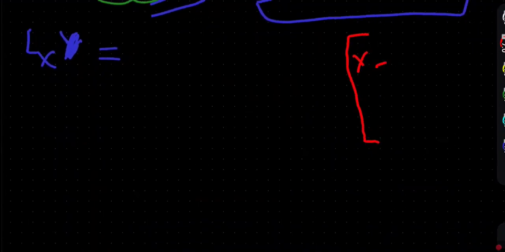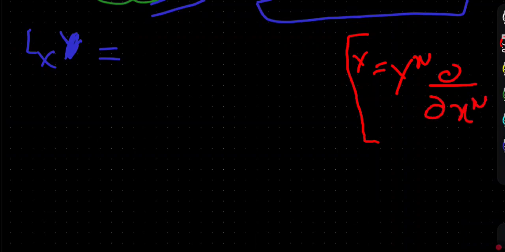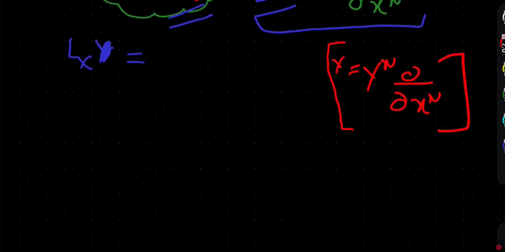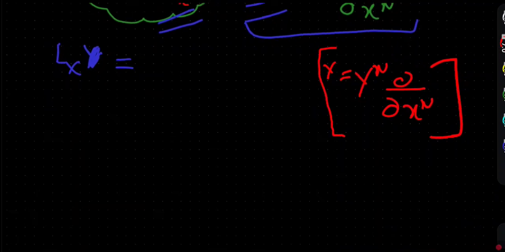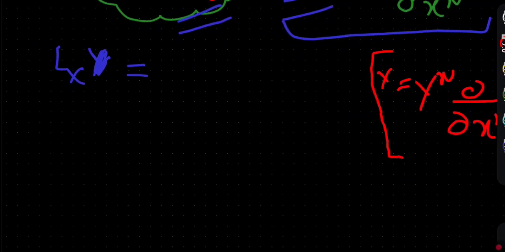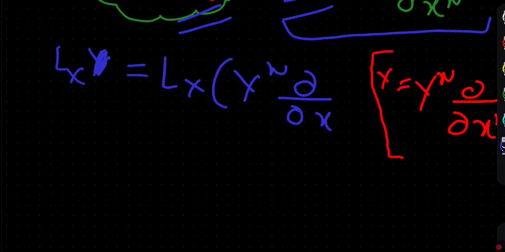Any vector field y can be written as y^mu del by del x^mu. This is one of the very important results, that how to write the vector field y as y^mu, where y^mu is the component of this particular vector field. So just like this, we are going to write this here. This particular result can also be written as L_x of y^mu del by del x^mu.